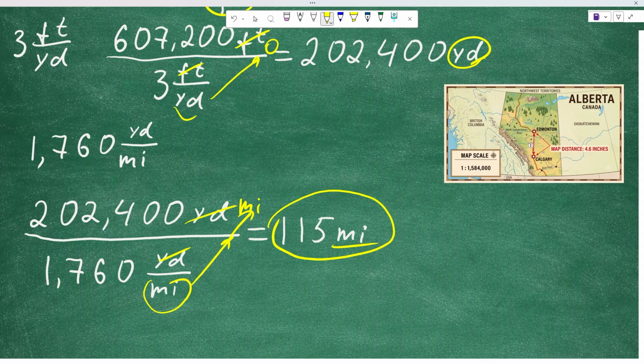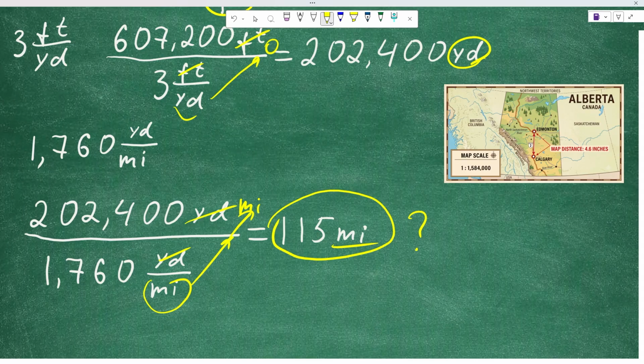Now, let's do a real-world sanity check. If you fire up a GPS map between Calgary and Edmonton today, it will tell you the drive is about 150 miles along Highway 2. Why is our calculated answer 115 miles instead of 150? Because map scale measurements calculate the straight line distance. Roads, on the other hand, curve around terrain, rivers, and property lines, making real driving routes longer than straight map measurement.